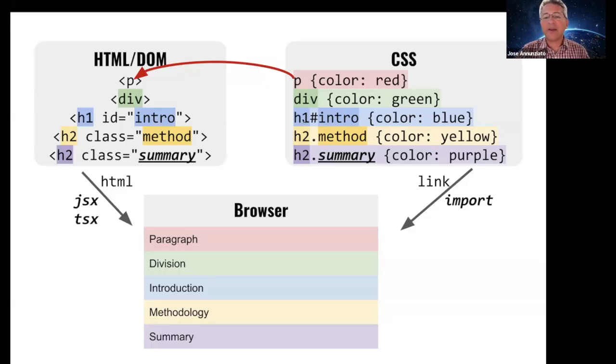So you can also reference these classes and these IDs as part of the selector. For instance, this says, H1 whose ID is intro, or this one says H2 whose class, the dot means class, is method. So it's this one, method. Or this one is the H2 whose class is summary. See that? So the selector allows you to say, hey, specifically these elements, right? I'm talking about those elements.